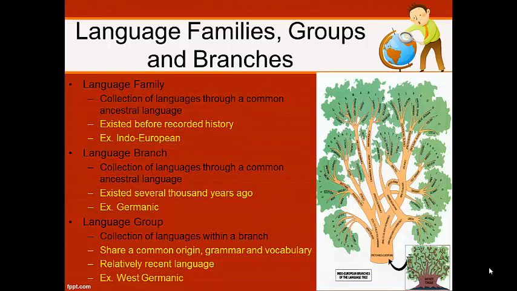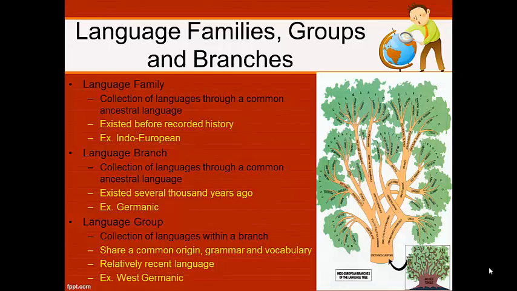Within the Indo-European family, we have a language branch called Germanic. Now, we can break that down even further into a group, which is, again, a collection of languages within a branch. These languages share a common origin, or grammar, or vocabulary, or all three, and they're relatively recent languages that have been spoken. An example of that is West Germanic.